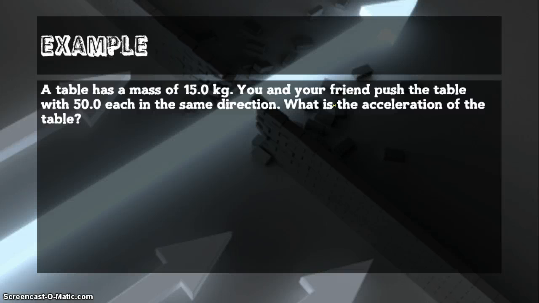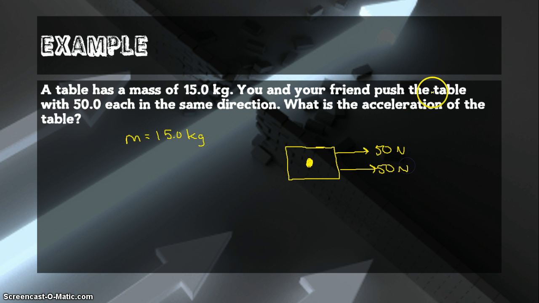So let's look at an example here. A table has a mass of 15 kilograms. You and your friend push the table with 50 newtons each in the same direction. So we have the table, and I'm going to represent it as a box. You have 50 newtons and 50 newtons in the same direction. What's the acceleration of the table?